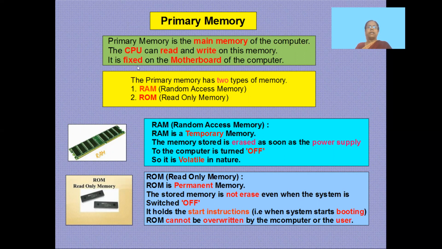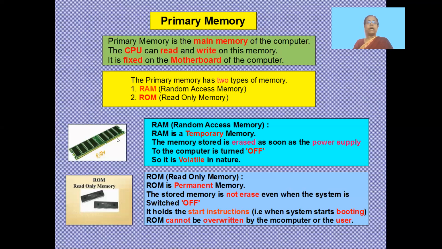And where is the memory? It is fixed in the motherboard of the computer. So the primary memory is a main memory, and the CPU can read and write on this memory. And where is this memory? It is in the motherboard. The primary memory has two memories, RAM and ROM. RAM is random access memory, ROM is read-only memory.